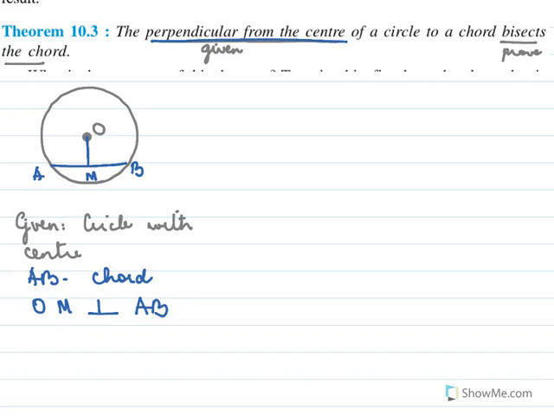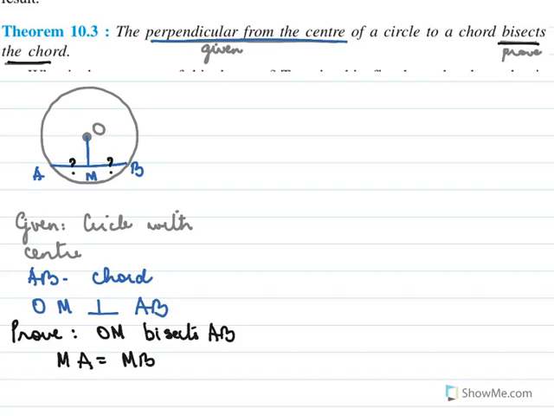What I need to prove is the second half. It bisects the chord. So to prove that OM, the perpendicular, bisects the chord, bisects AB, means I have to show MA equal to MB. This is my question, to show it bisects. These two are equal. So we'll first join and have triangles. Now it is perpendicular, so I'm marking here 90 degrees because OM is perpendicular. So we'll take up the proof.